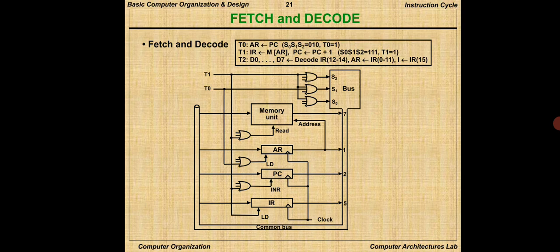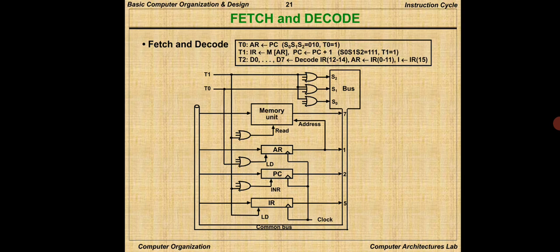In the T2 state, I first decode the 3 bits, bits 12, 13, 14. Those 3 bits are given to the decoder circuit, which decodes them, and any one of the lines from D0 to D7 will be activated. At the same time, the instruction register's 12 bits are given to the address register to get the data for that particular instruction to be executed.